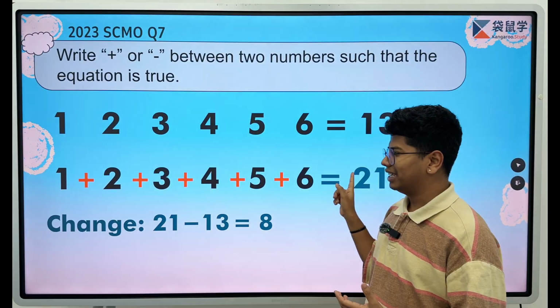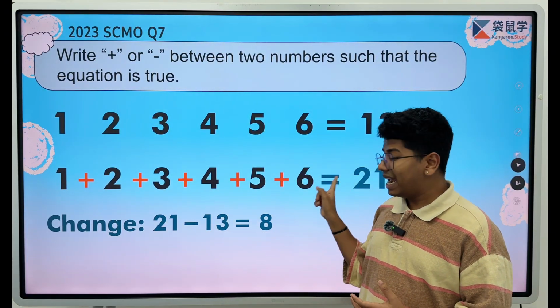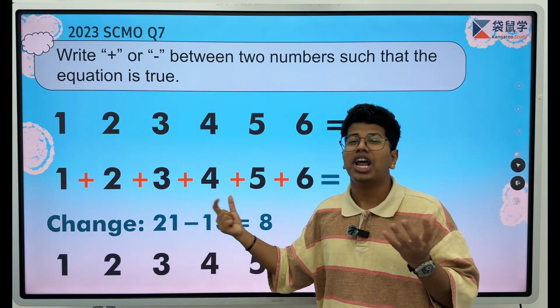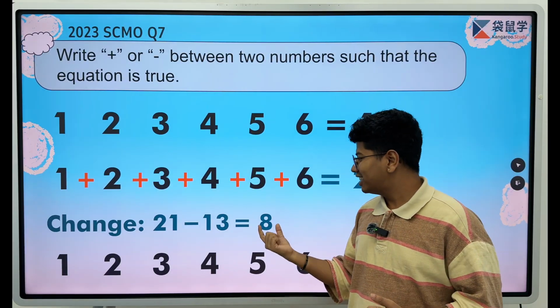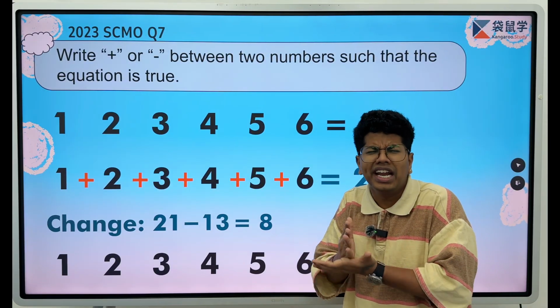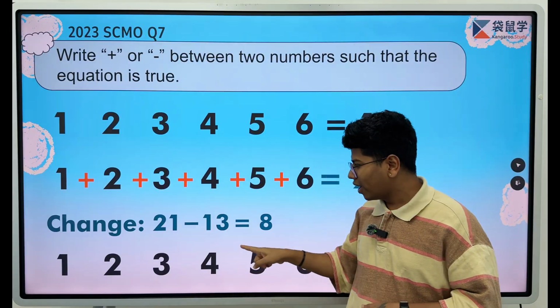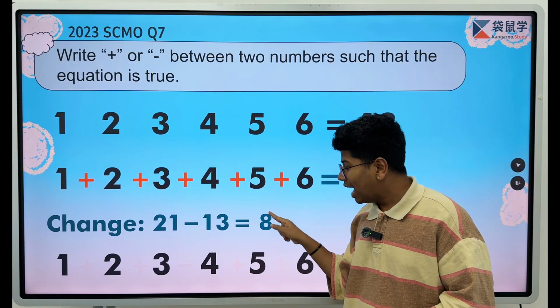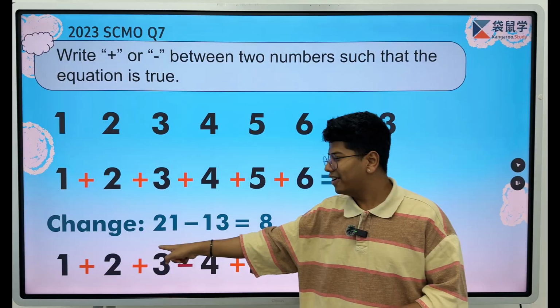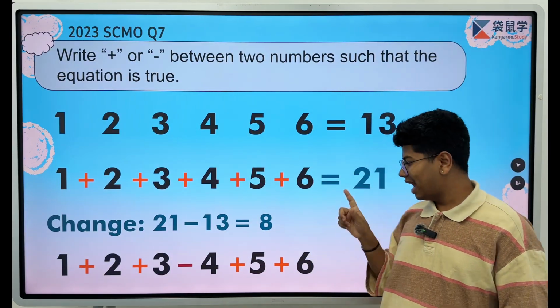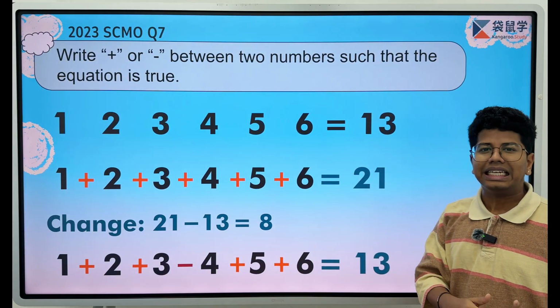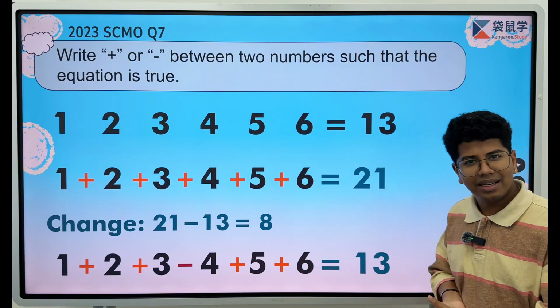Now let's try to see. Here I want to get this 8. So I change the sign of which number? Yeah, we just change the sign of half of 8. What is half of 8? We just saw it's 4. So for this 4, I make it minus. Rest everything will be plus. Now if we calculate, the answer is 13, which is correct.